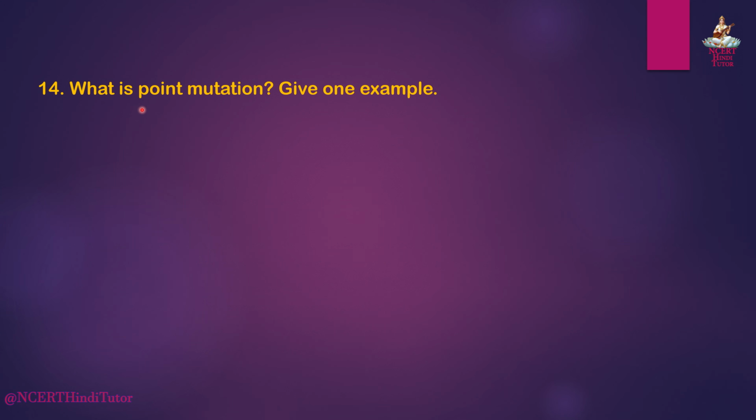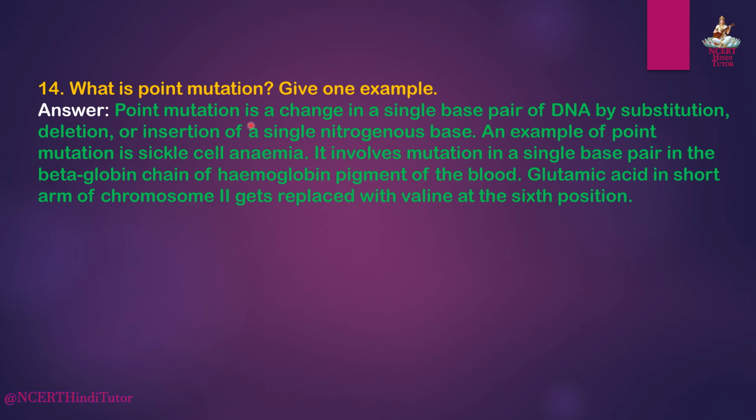Question 14. What is point mutation? Give one example. Answer: Point mutation is a change in a single base pair of DNA by substitution, deletion, or insertion of a single nitrogenous base. An example of point mutation is sickle cell anemia. It involves mutation in a single base pair in the beta globin chain of the hemoglobin pigment of the blood. Glutamic acid is replaced with valine at the sixth position.